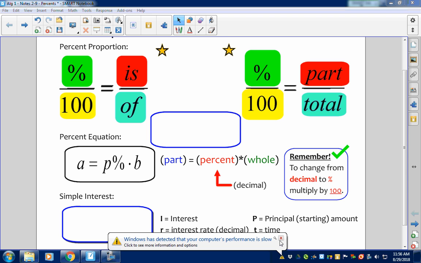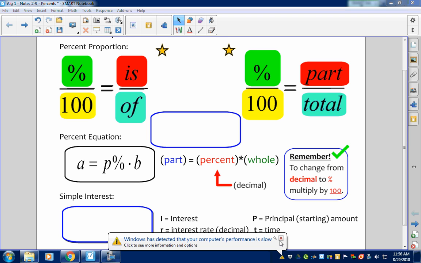So 17 out of 20, you'd go 17 divided by 20, and it would show up 0.85 on your calculator. What does that mean? 85%. That's the hint here. To change from decimal to percent, multiply by 100. So when you see that 0.85, you know it's 85%. And then you go, oh, well, 17 out of 20 is 85%. 85% means I got a B on this quiz. Okay, so you see how that works?